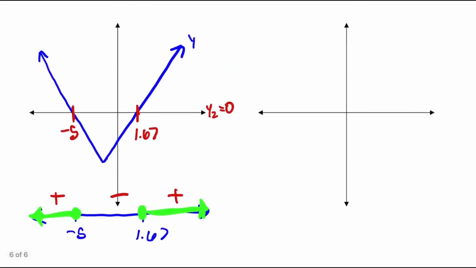Okay, so let's just write that inequality out. I don't have much room, so let me do it here. This is going to be x is less than or equal to negative 5, or x is greater than or equal to 1.67.